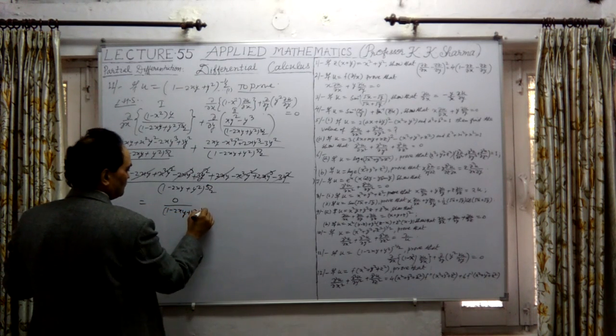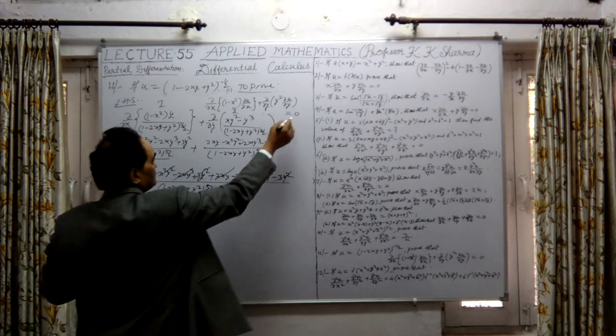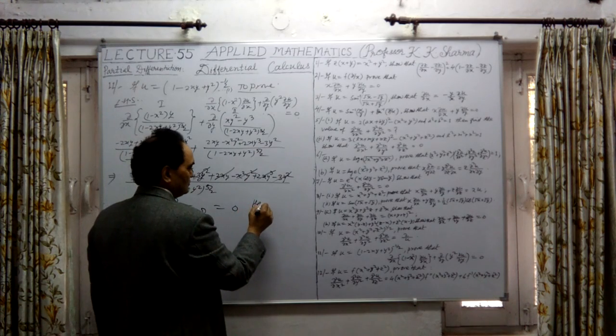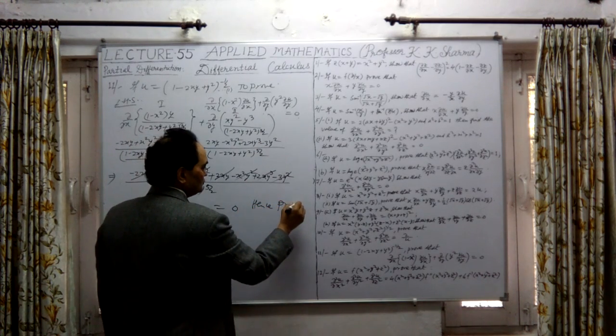Plus y square whole power 5 by 2 equal to 0. This is the right hand side here. So the right hand side is okay, and the whole is equal to 0.